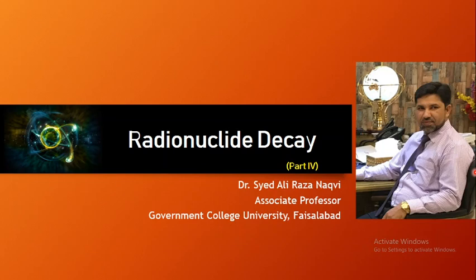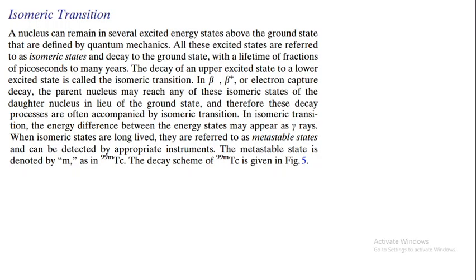Okay, dear students, the other thing is isomeric transition. Isomeric transition is an important consequence of a beta decay process, a positron decay process, or a fission decay process, in which at the end gamma radiation is emitted. This gamma radiation may be produced or liberated through the isomeric transition process. So what is the isomeric transition process?